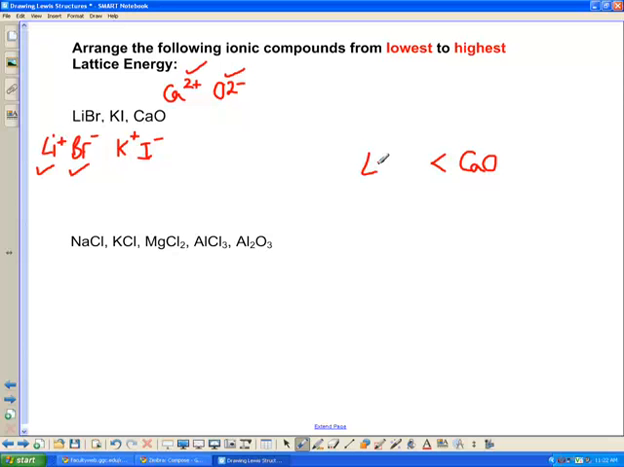So therefore, lithium bromide comes second, and the one with the lowest lattice energy, although it's still going to be exothermic, it's going to be lower than the others, is potassium iodide. So that is our order.